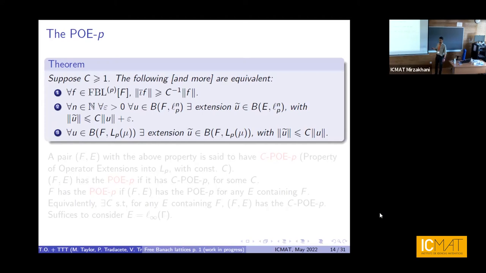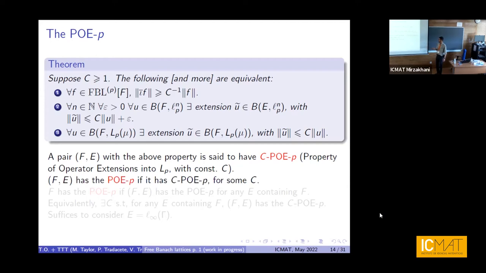So here is once again the statement of the previous theorem, and this motivated us to introduce a property which we call POEP, property of operator extensions into L_P. So if E has this property, if those equivalent conditions are satisfied. And we say that the pair F, E has a C-POEP if it has the POEP with some constant C.